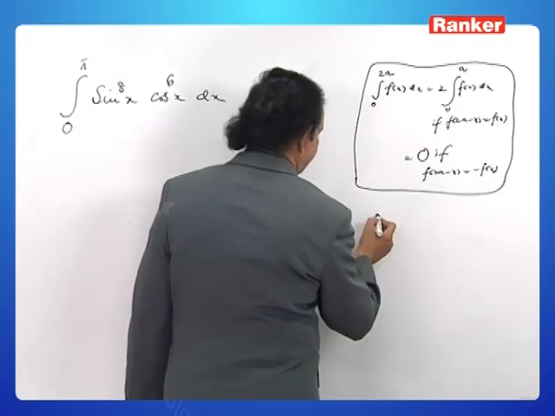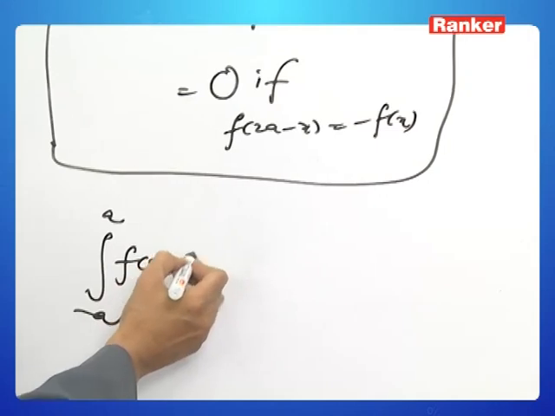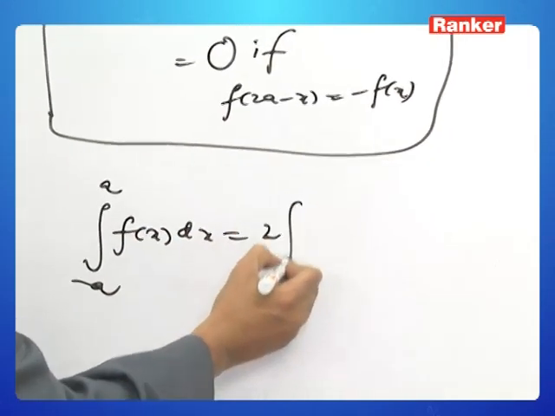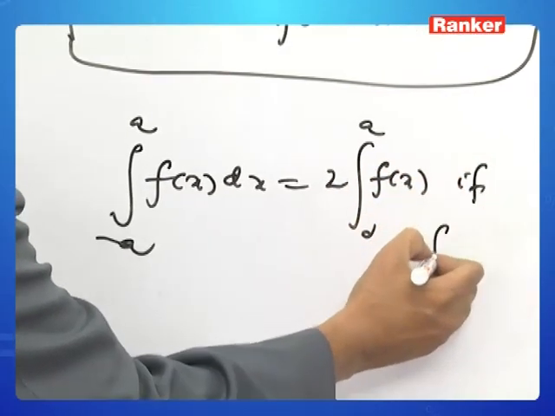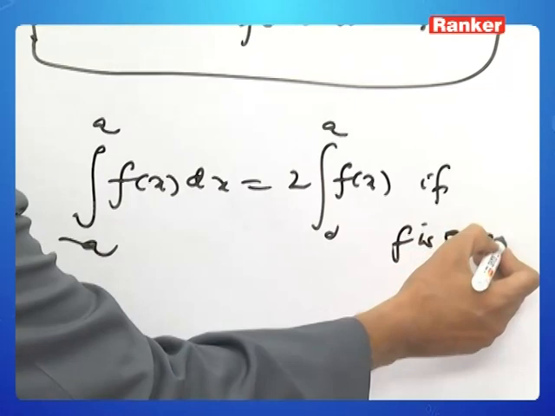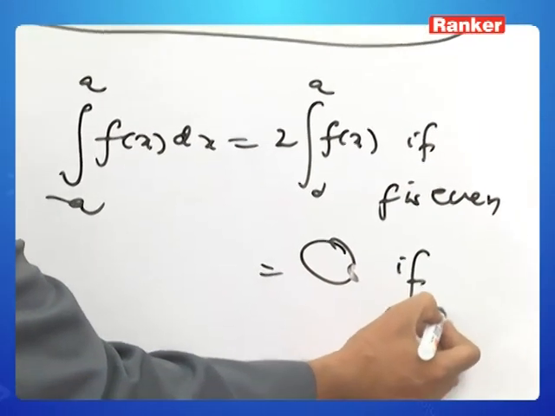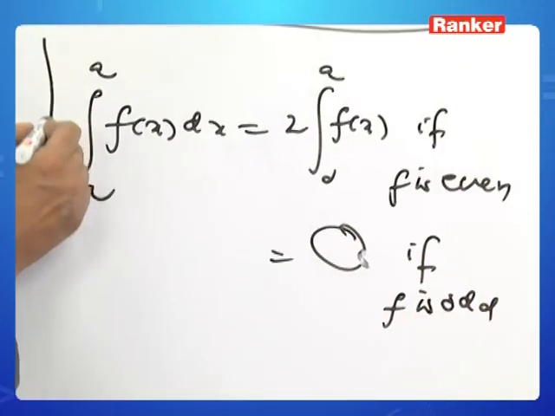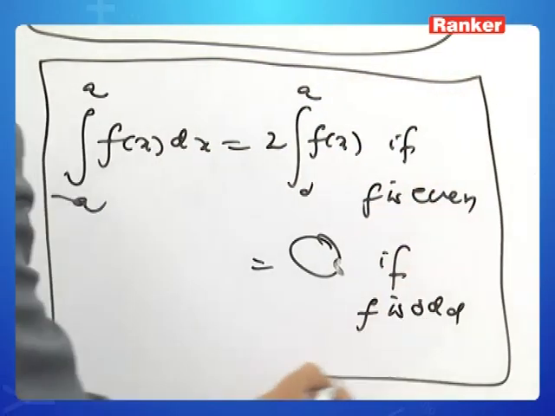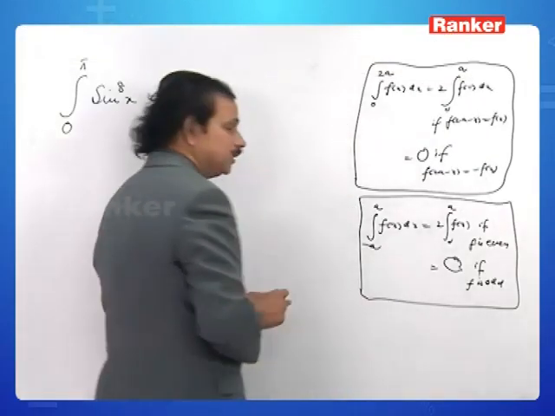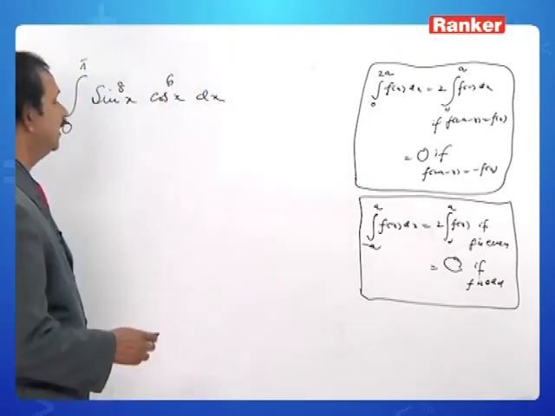Accordingly, we have one more formula also. Integral from minus a to a of f of x dx is equal to 2 times integral from 0 to a of f of x if f is even, and is equal to 0 if f is odd. These are the most important formulas which we generally make use of. Okay, let us do that.